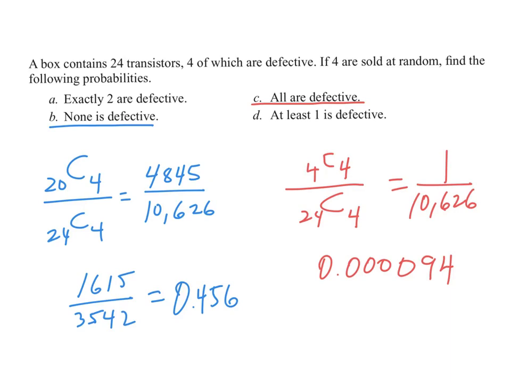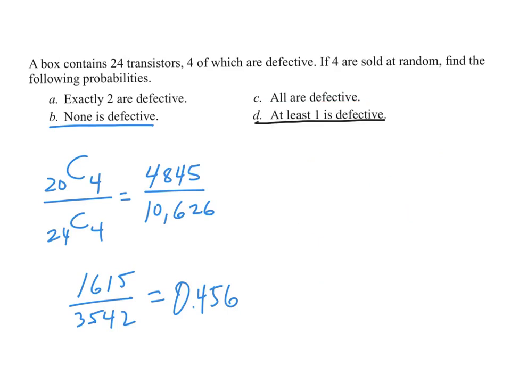Next one, this next one here is where we've really got to think about what it's asking, okay? At least one defective. That means you could have 3 that are good and 1 that's defective. You could have 2 and 2. You could have 1 that's good and 3 that are defective, or you could have all 4 defective. So you have options here. You could actually find all of those probabilities of those 3 or 4 scenarios right there, and add them all up. But that's a lot of work, okay?